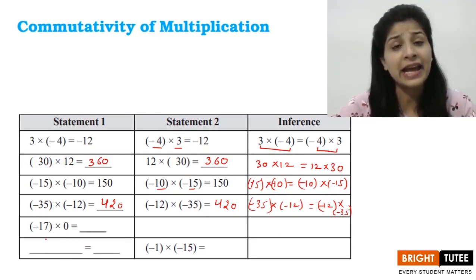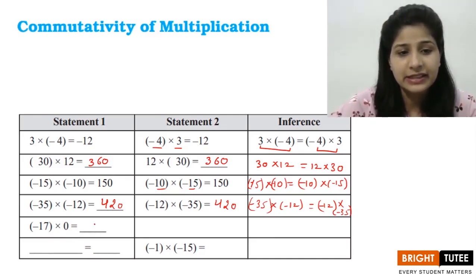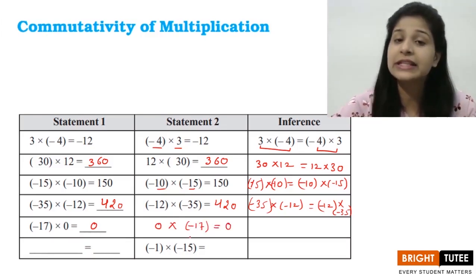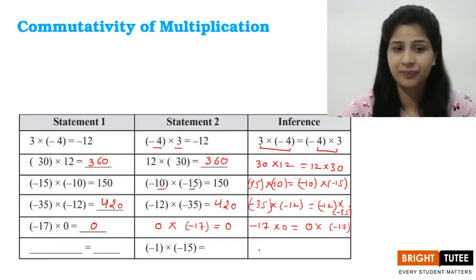The next one is minus 17 into 0. You multiply any integer with 0. What is the answer that we get? We get 0. Similarly, I can write 0 multiplied with minus 17. This is also going to give me 0 as the answer. So we can say minus 17 into 0 is equal to 0 into minus 17.